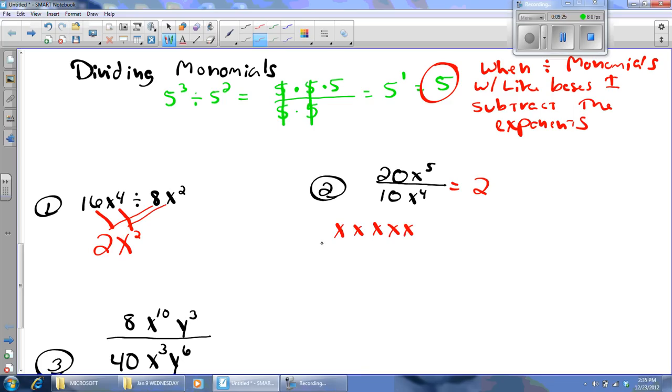Now, if you really need to see it, that's the same as this. There's my x to the fifth. They're all being multiplied to each other. And here's x to the fourth. And they cancel, cancel, cancel, cancel again. And so I'm left with 2x. Or 5 minus 4 is 1. Okay, the best answer is 2x. But just to emphasize that, the 5 minus the 4.